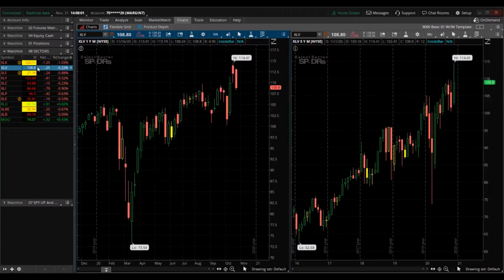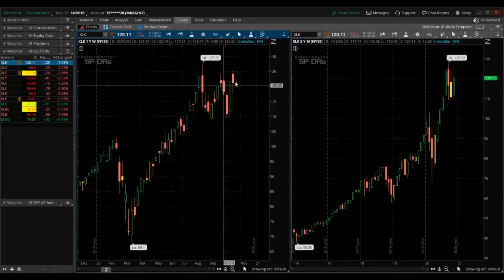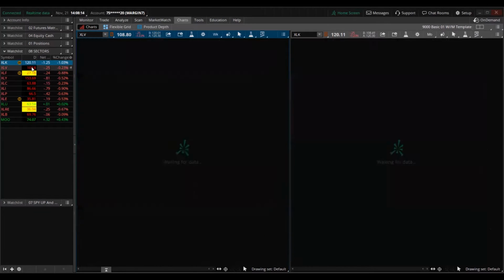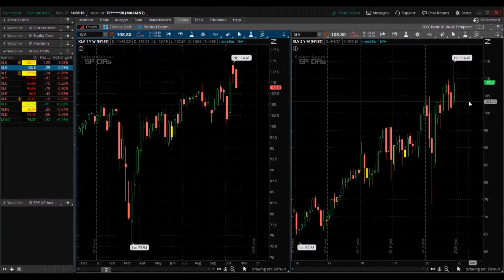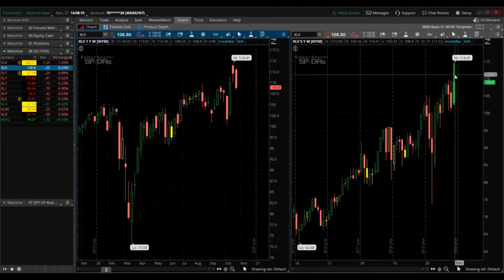XLV, X-ray Lima Victor, healthcare, red for the week, lower low, lower high, trending down now. Versus technology, inside candle, indecision. So healthcare is going down. But for the current month, we made a higher high, and we're still above the close of last month. The close of last month was here.